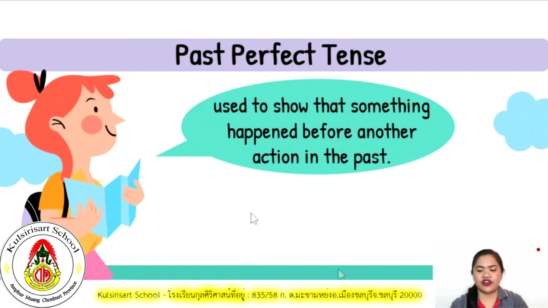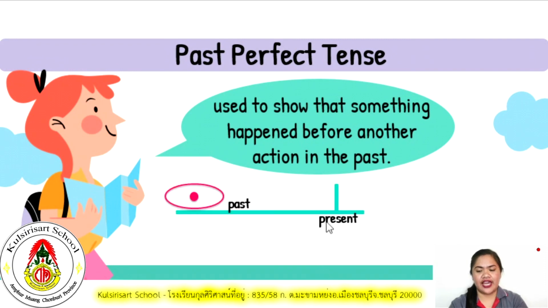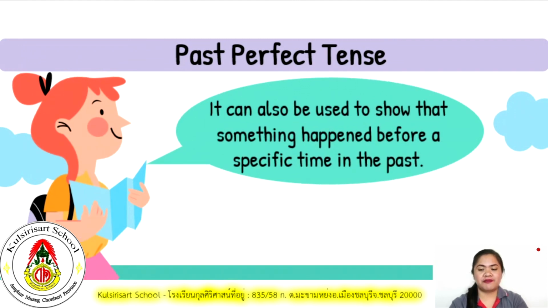So we have here the timeline. Okay, this is the now, and this is the past. Meaning, a word here must be in past tense, but here, it should be in past perfect. Let's have an example later. Let's move on to another definition or function of past perfect tense. It can also be used to show that something happened before a specific time in the past. Okay?